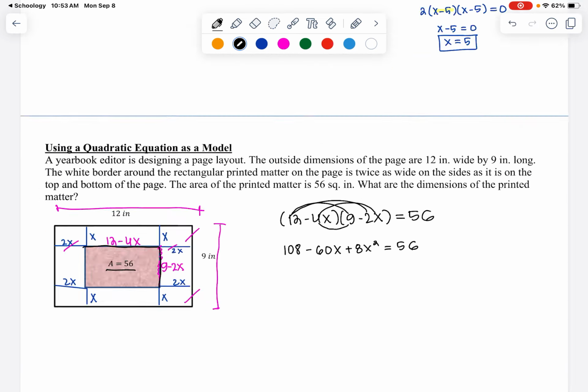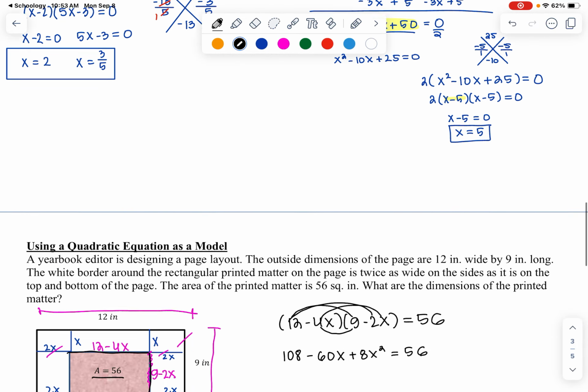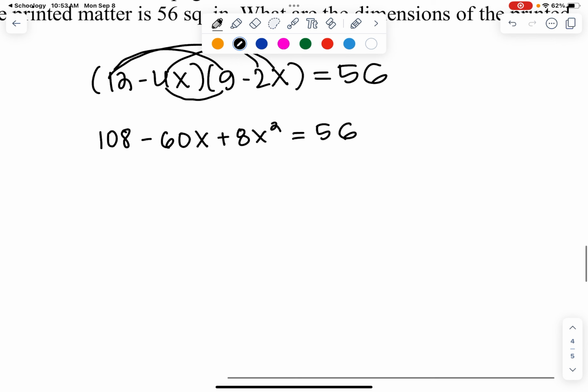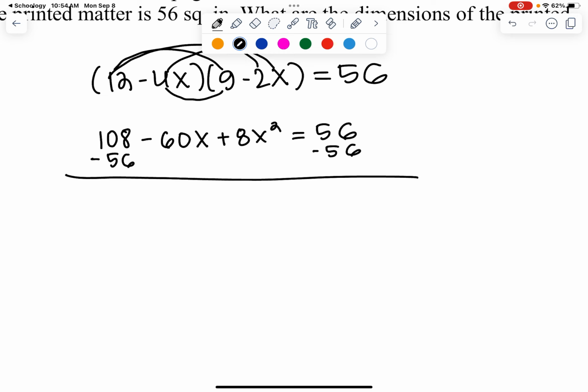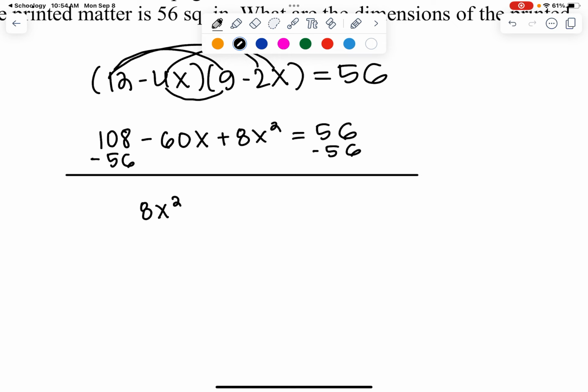So now this just looks like a problem from up here, right? This is a quadratic with an x squared and an x. I want to try to solve it by factoring, but it's got to be equal to 0 and written in standard form. So I'm going to subtract 56 from both sides, and I'm going to write it in standard form. So I'll write the 8x squared first, and then I have minus 60x, and then 108 minus 56 is 52, so plus 52 equals 0.